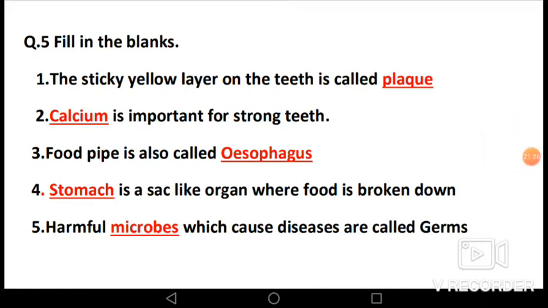Now fifth, fill in the blank. Harmful dash which cause diseases are called germs. Harmful microbes. The answer is microbe.